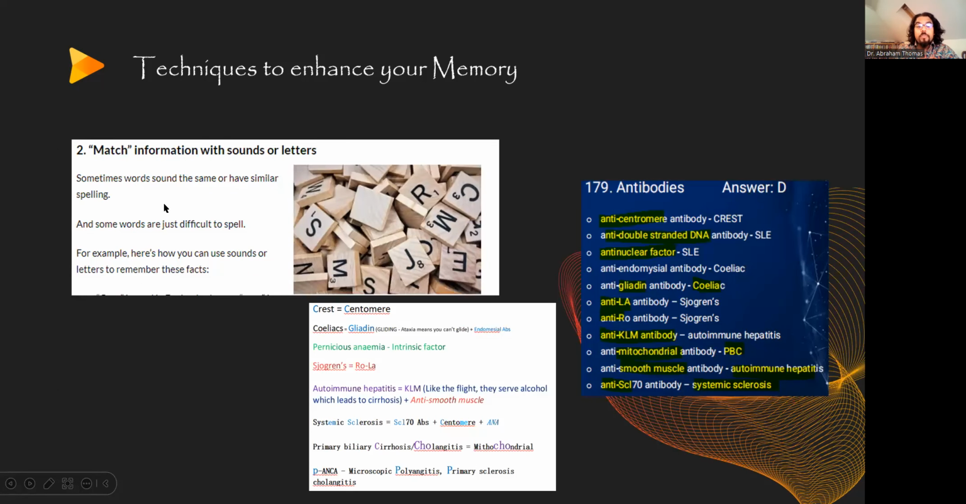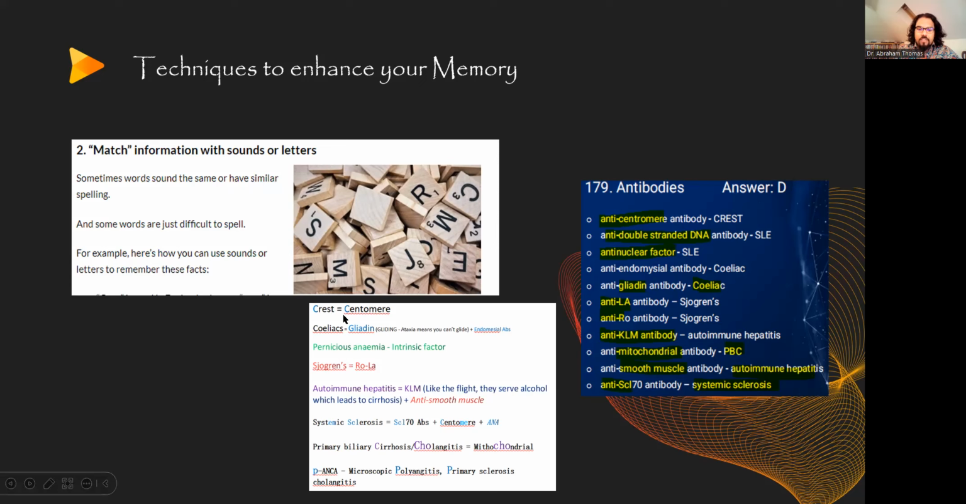Next, we have matching information with sounds or letters. So sometimes words sound the same or have similar spelling, and we can create a mental scaffolding by adjusting and putting these things together, right? So I had to learn all these antibodies, for example, for our exam, and what conditions they're tested for, or when you're suspecting them, that you would request these tests. And I've created these group of quick aide-mémoires, if you will.